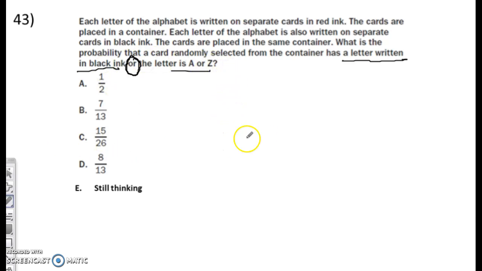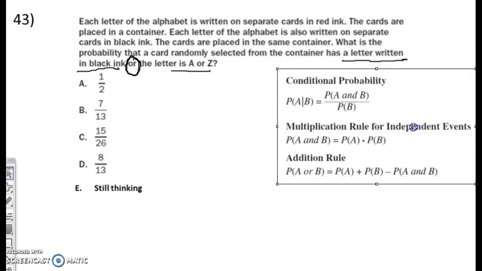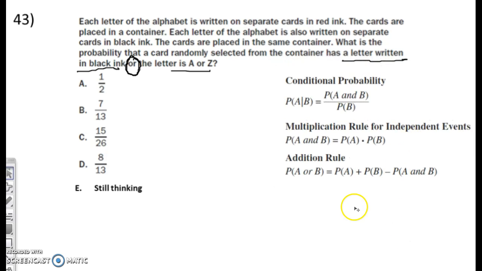Okay, so we're going to check out our formula sheet and see if anything helps us. These are the probability formulas straight from the formula sheet. And because it says or, we're going to use the addition rule because it says probability of A or B. So the first event will be A, and that's a letter written in black ink. The second event is that we draw an A or a Z. We're going to call that event B, and then we're going to fill in each of these.